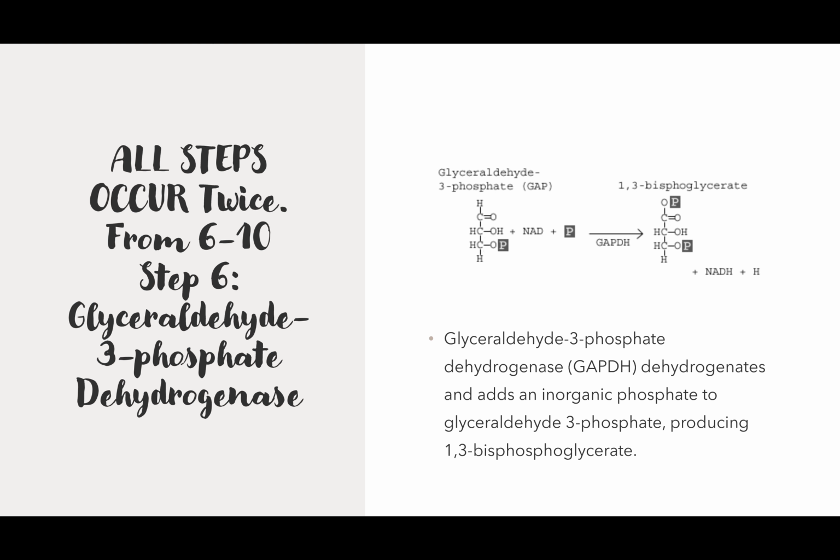So step 6, we have glyceraldehyde 3-phosphate dehydrogenase, right? And what does this do? So dehydrogenase would dehydrogenate our G3P and add an inorganic phosphate to the glyceraldehyde 3-phosphate, producing 1,3-bisphosphoglycerate, right? So with glyceraldehyde 3-phosphate dehydrogenase, we change G3P into 1,3-bisphosphoglycerate. That should be fine. And we have the production of NADH within this step.